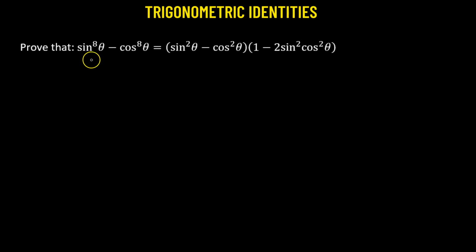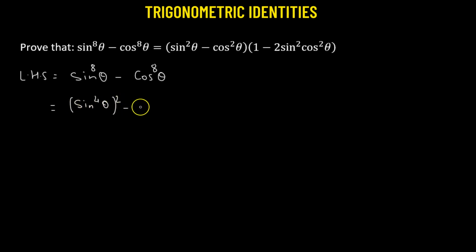In this problem, we need to prove the following. So let's start from the left hand side of a given equation. So we have on the left hand side sine theta raised to the power of 8 minus cosine theta raised to the power of 8. Now we can also use the property of indices and rewrite this expression as sine theta raised to the power of 4 whole squared minus cosine theta raised to the power of 4 whole squared.